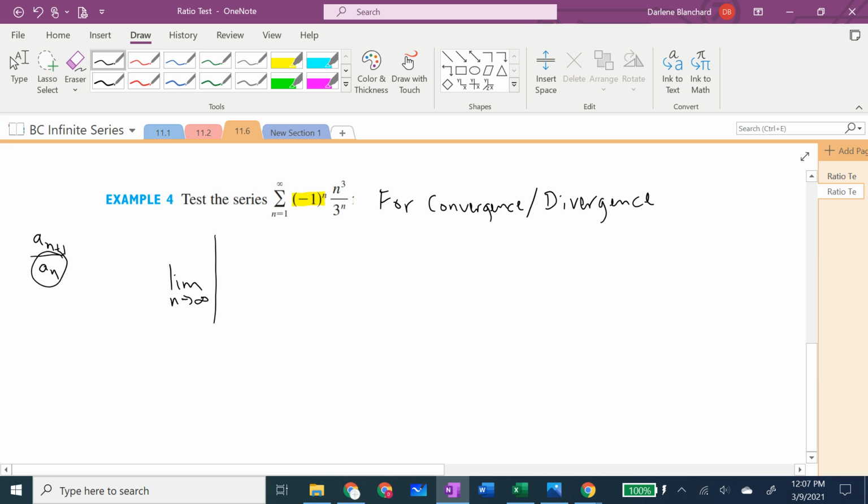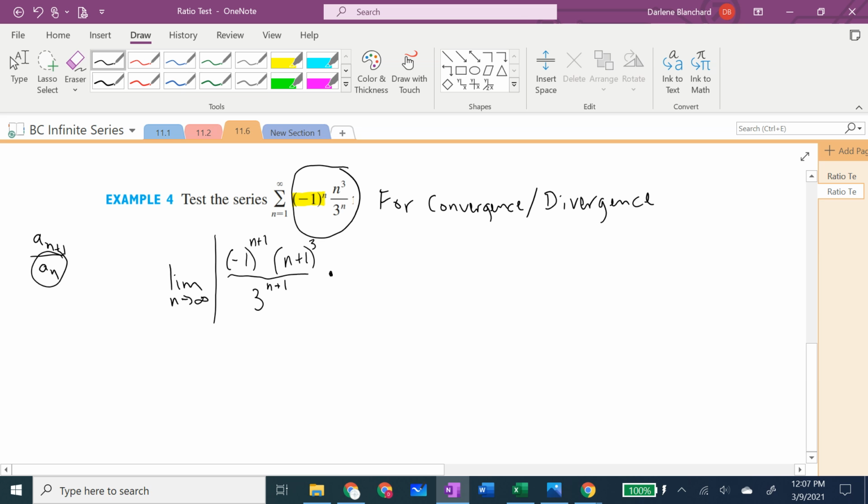So what you're going to do is look at the formula and plug in n plus 1, even including that -1 to the n, because we want to properly do the ratio test if this is a free response problem. And then for the n cubed, it's now quantity n plus 1 cubed. 3 to the n is now 3 to the n plus 1.